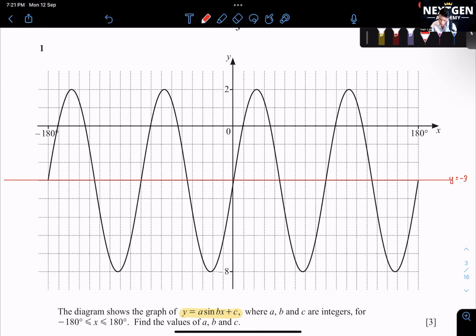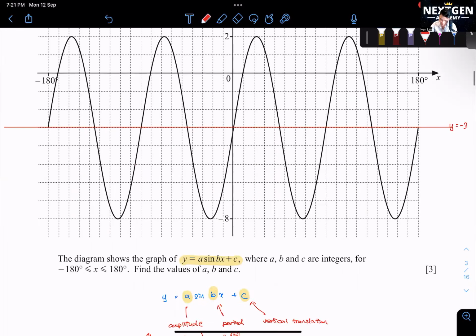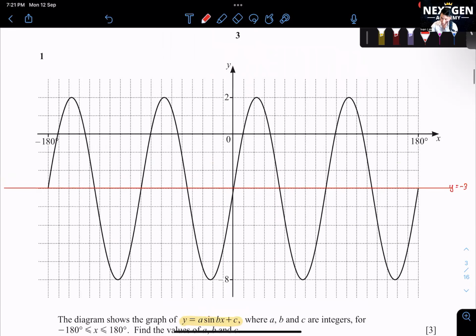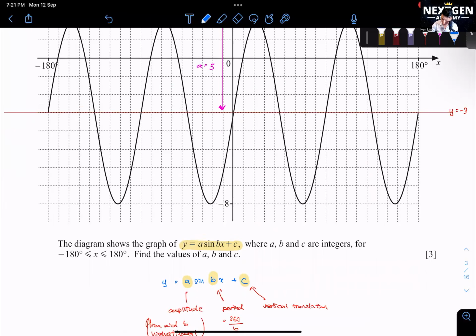First thing, let's find what is A. Amplitude means your middle point to your highest or lowest, so you choose either one of it. What is the distance between the middle point and your highest point or lowest point? So -3 to 2 will be 2 minus -3. So your A here is equal to 5.